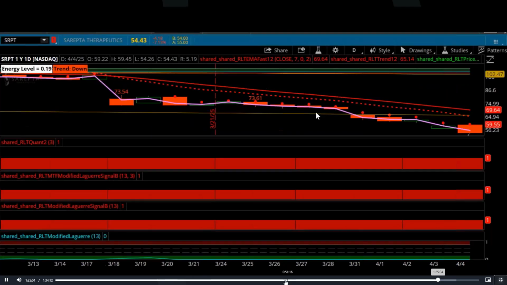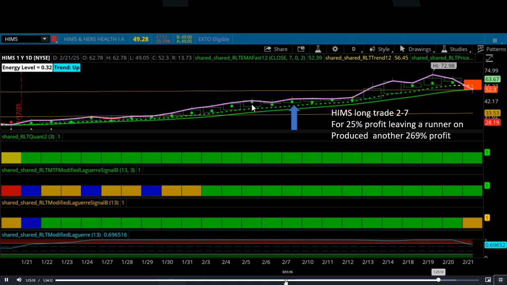That was Nike. Right back here to Sarepta, another one that we had short that went good. And HMS, this was a long we took. Again, daily chart. This was a swing. See the nice move up here? See it green? Institutions buying the heck out of this thing.